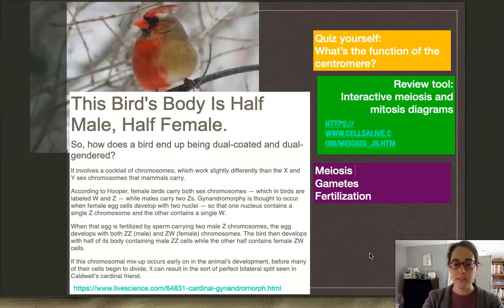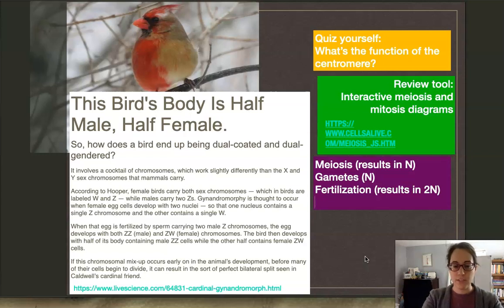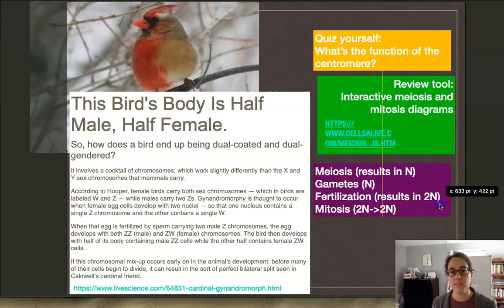So meiosis results in N, and gametes are N. So in other words, they are haploid. And fertilization then results in 2N, or diploid. And then after fertilization, we have mitosis, and that's 2N, and it stays at 2N. And so that's the sequence.